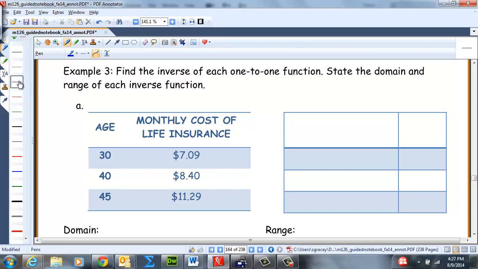So if we're switching all of the values, then our new domain will be the monthly cost of life insurance.